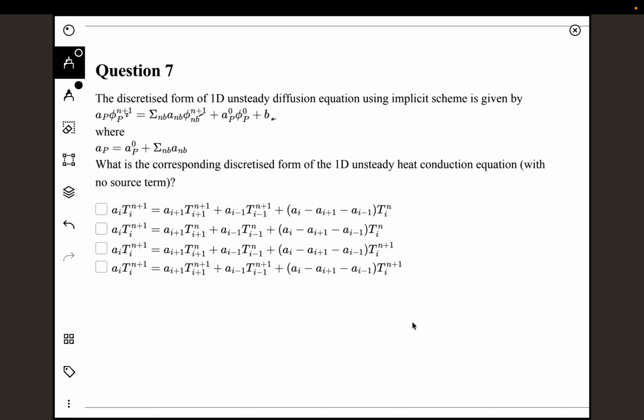So how do we solve this problem? Maybe I'll give you 1 minute so you can quickly solve it, or maybe a couple of minutes.